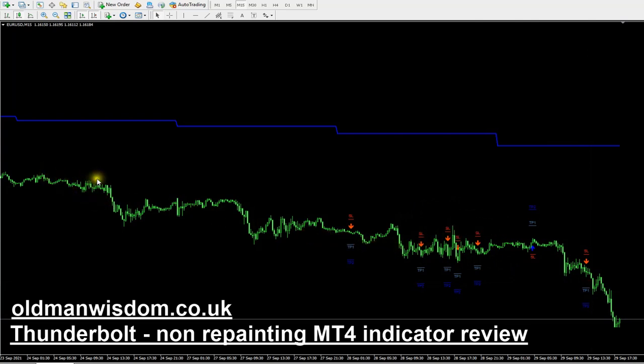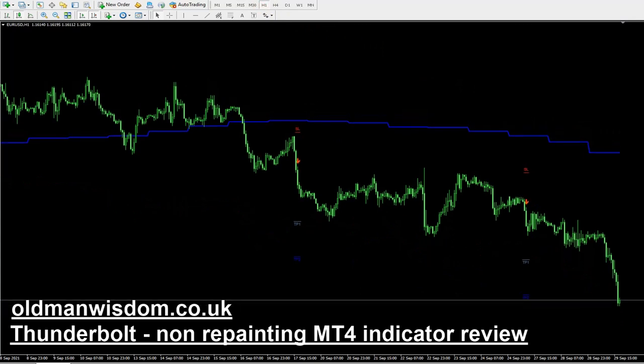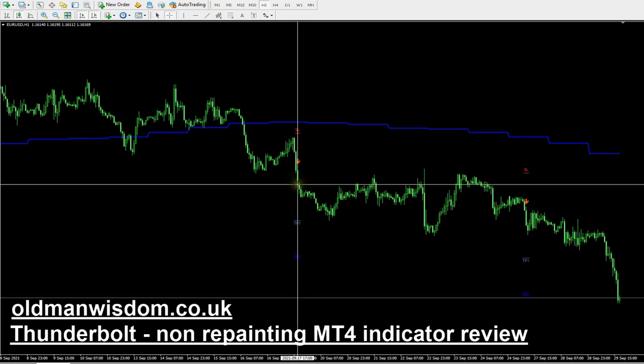Again, I can't go back too far because they stop displaying on the screen. But you can see that for me as a trader, I prefer a higher time frame. And of course, the 1 hour time frame is the one that I would choose to trade on. As I say, you've got a couple of winning trades here.